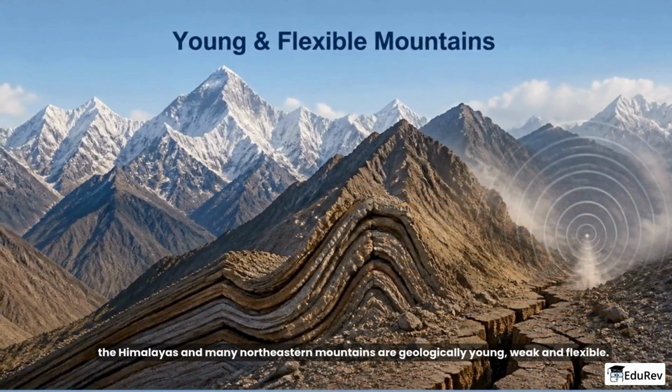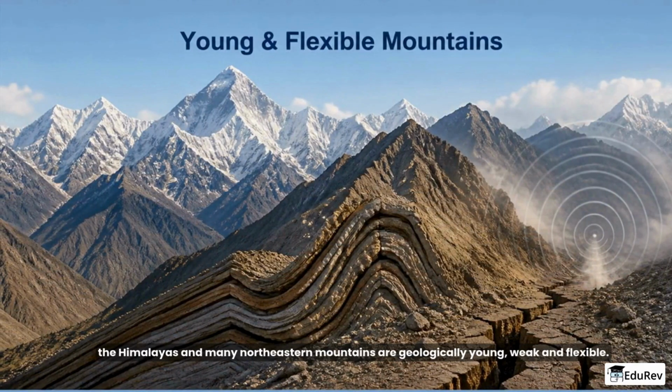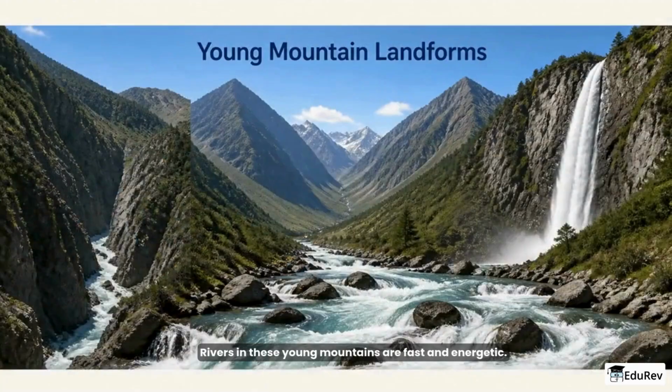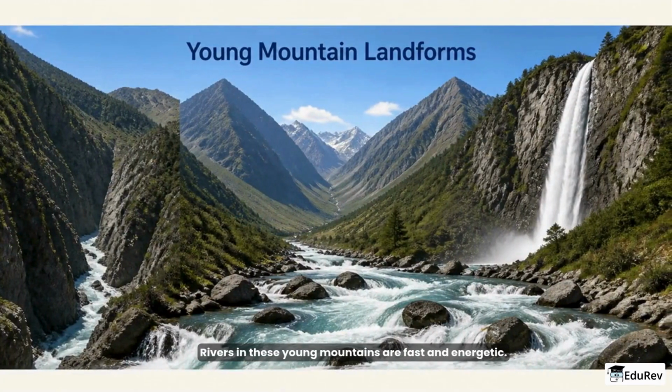By contrast, the Himalayas and many northeastern mountains are geologically young, weak, and flexible, formed by plate collision and showing active folding and frequent earthquakes. Rivers in these young mountains are fast and energetic, so valleys are youthful. Typical landforms include deep gorges, V-shaped valleys, rapids, and tall waterfalls.